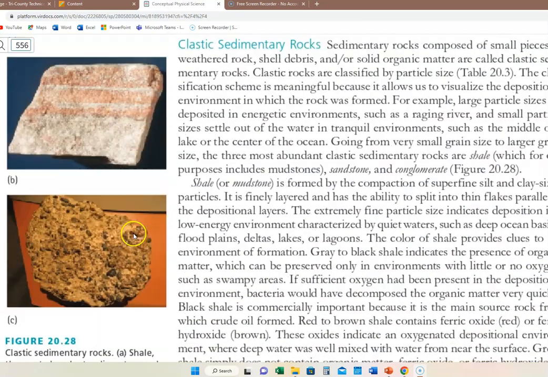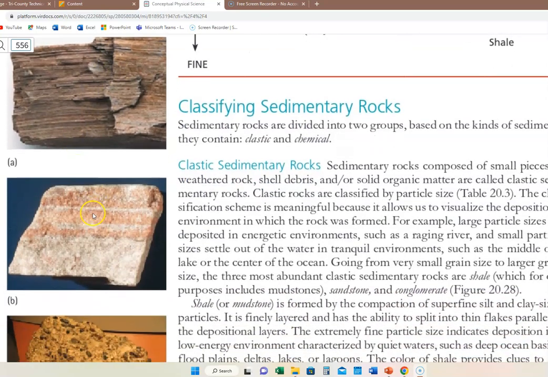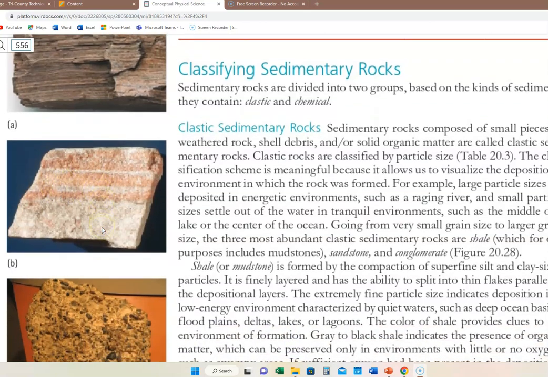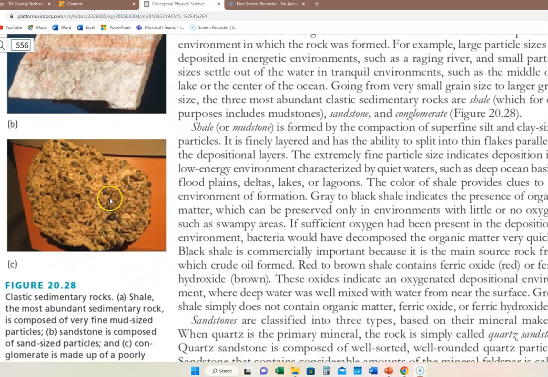So shale is A. You can kind of see it's made of this clay material. This is rock, of course. This is clastic sedimentary rock. Then comes sandstone. So the grains are a little bit bigger. And then extremely coarse is the conglomerate, right? So that's this one right here.